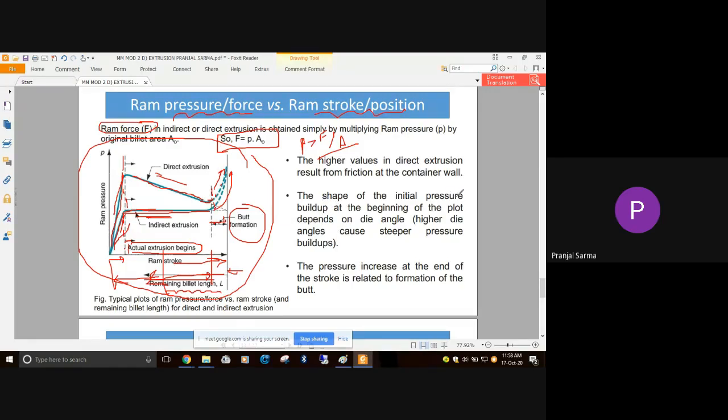The shape of the initial pressure build-up at the beginning of the plot depends on the die angle. As we have already discussed, die angle is one of the variables. Higher die angles cause steeper pressure build-up. And the pressure increase at the end is basically related to the formation of the back end of the bar.